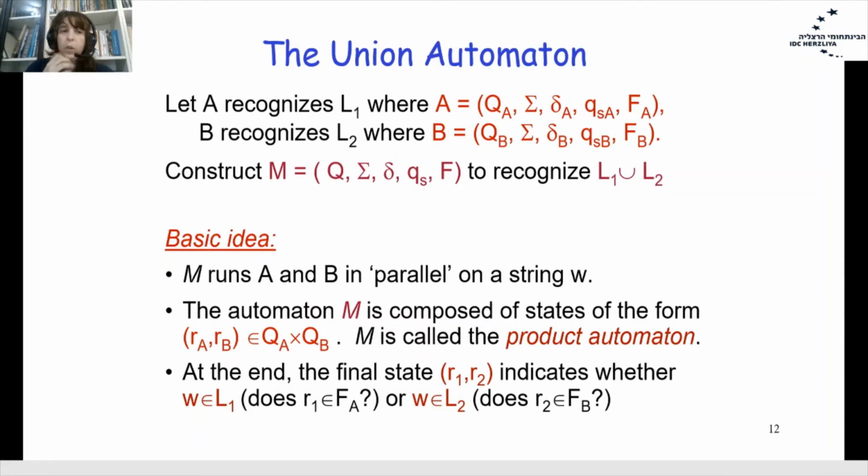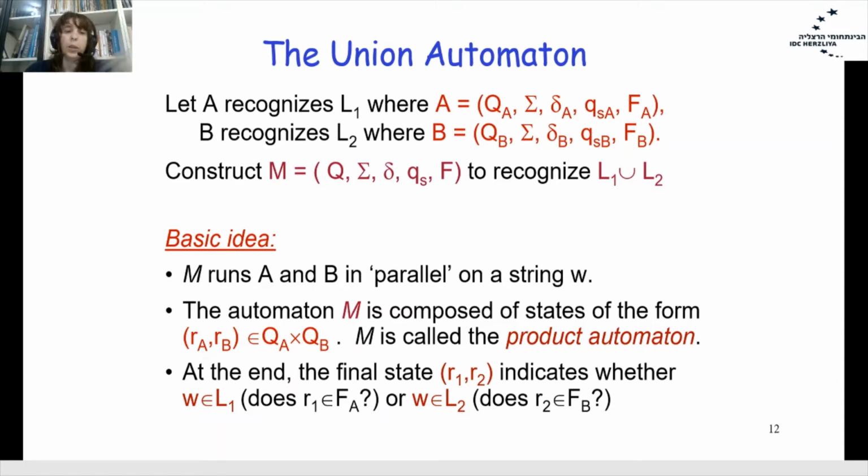So let's continue with the idea, how do we build the union automaton? If we have automaton A that recognizes L1 and it's given by its 5-tuple QA, sigma, delta A, QSA, FA, and we have automaton B that recognizes L2 and it is given by its 5-tuple QB, sigma, delta B, QSB, FB, we would like to construct a new automaton M. Once again, we would like to define a 5-tuple Q, sigma, delta, QS, F that recognizes L1 union L2.